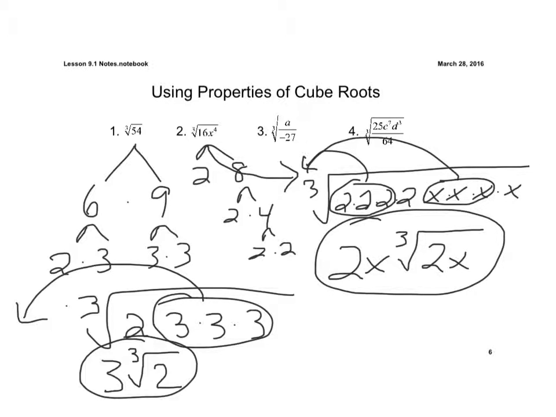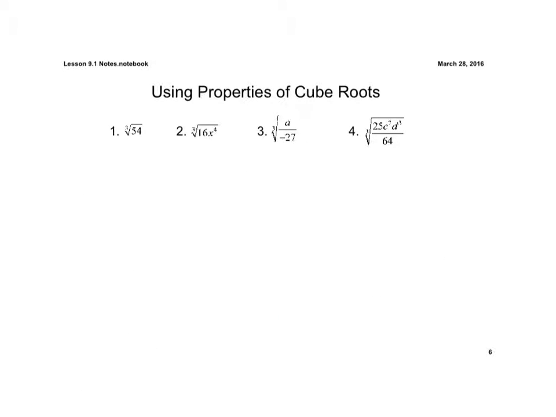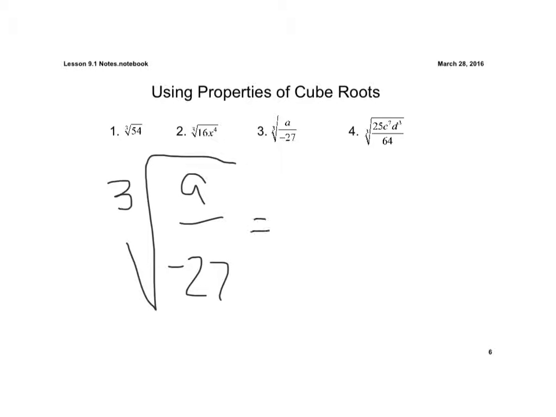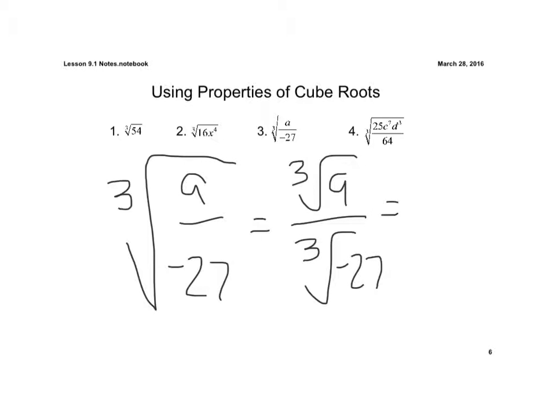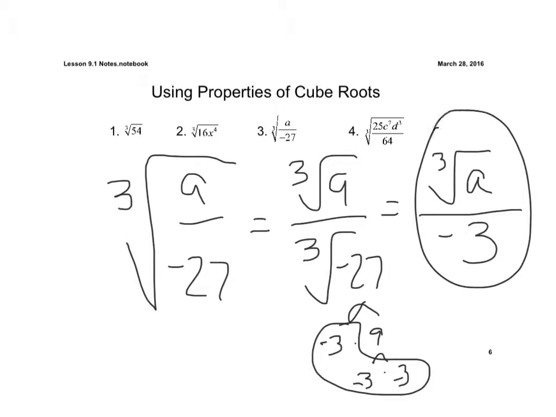All right? Now let's look at the dividing. So on this first one here, we have the cube root of a over negative 27. So again, that's the same as the cube root of a over the cube root of negative 27. And the cube root of a can't change because there's no triples. But 27 is 3 times 9, which is 3 times 3. So there's 3, and again, it's negative, so it'd have to be negative 3 times negative 3 times negative 3. So the cube root of negative 27 is negative 3. And there's my final answer.